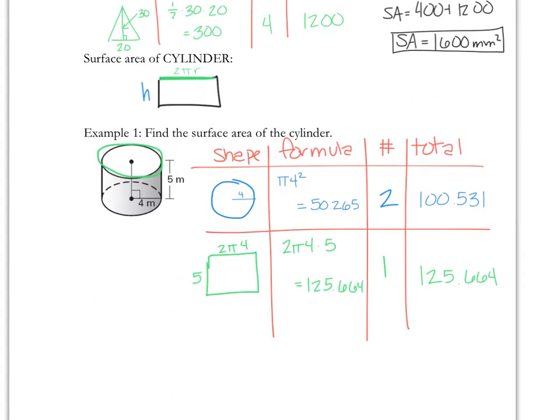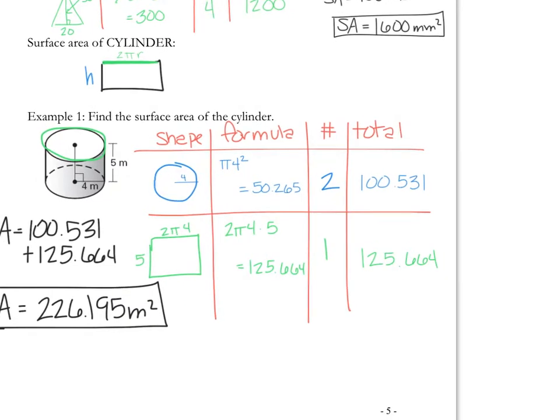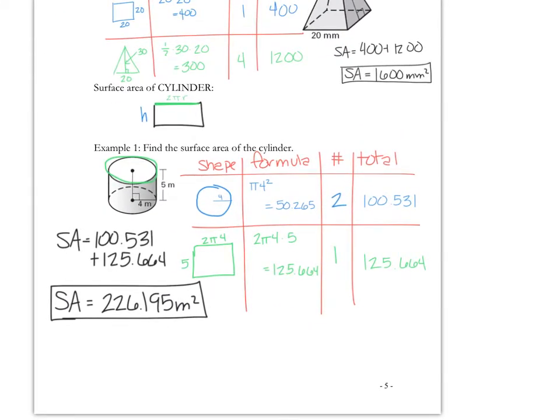There we go. So now my surface area, I add them up. So 226.195 meters squared is my total surface area. So cylinders have a circle and a rectangle.